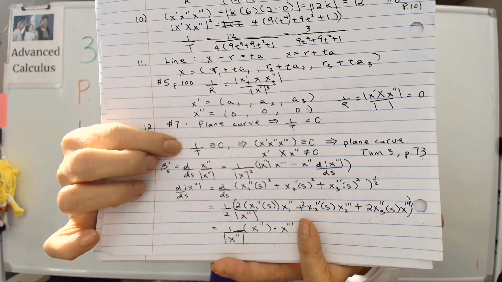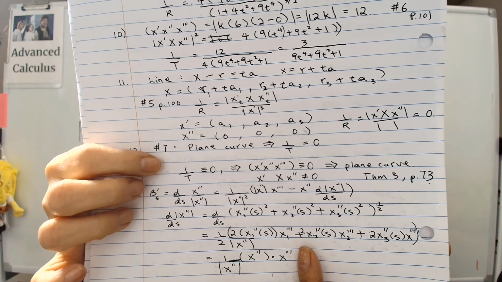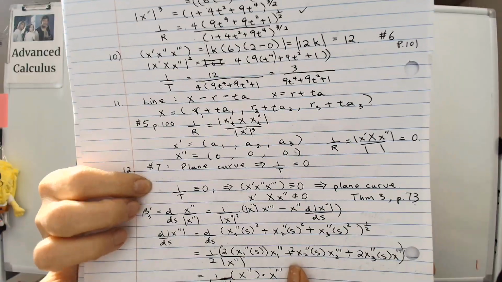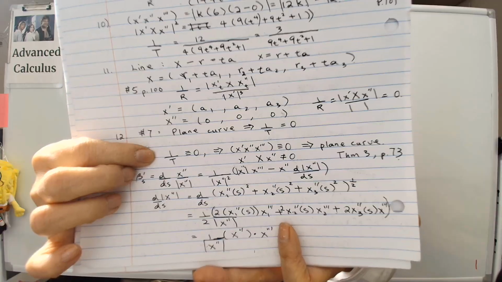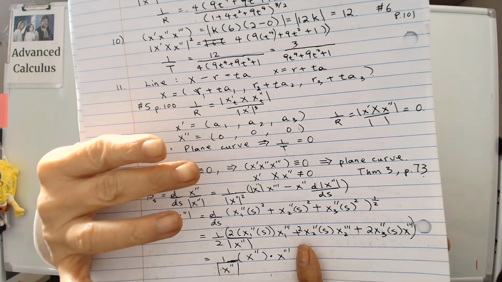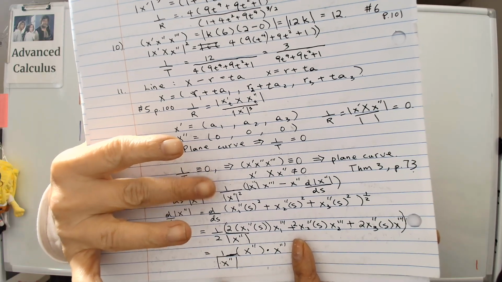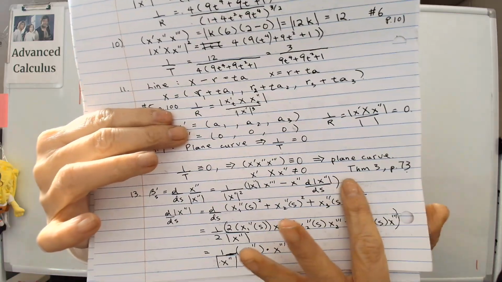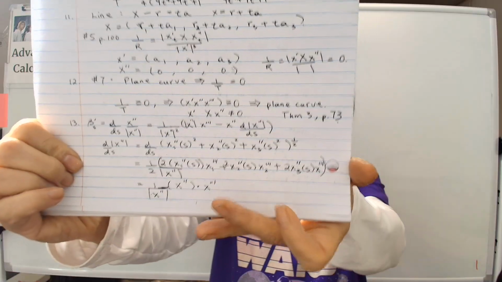Problem 12, we're going to prove that the plane curve implies that torsion is 0, and the other way around too. Problem 7, we already did that: the plane curve implies the torsion is 0. Now, if the torsion is 0 on the other hand, then of course the determinant of x prime, x double prime, x triple prime will be 0, which means that this is a plane curve, and that's proved back in Theorem 3 on page 73. And I'm not going to go too much into that.